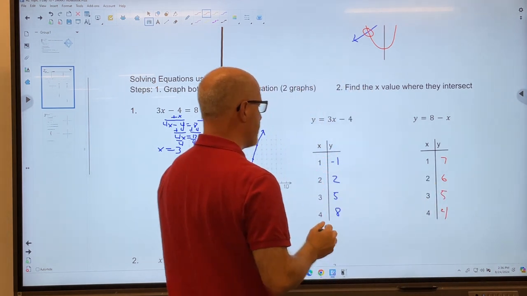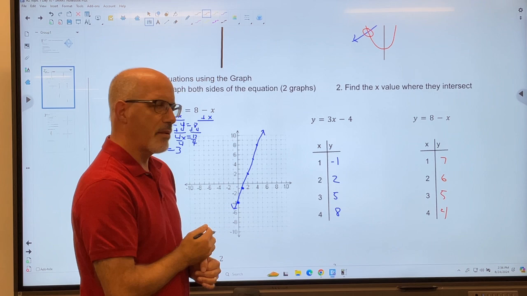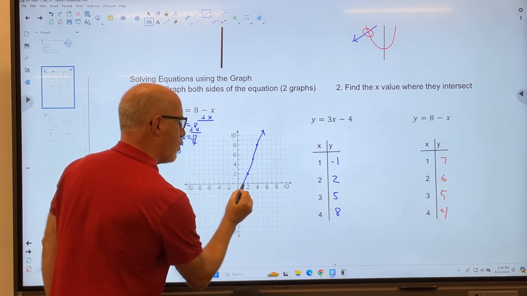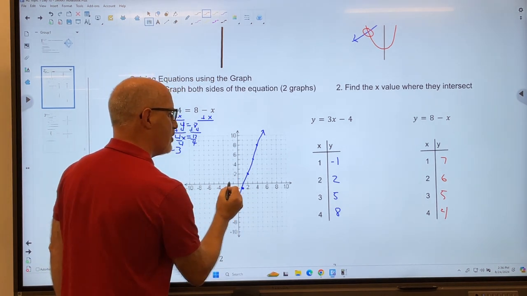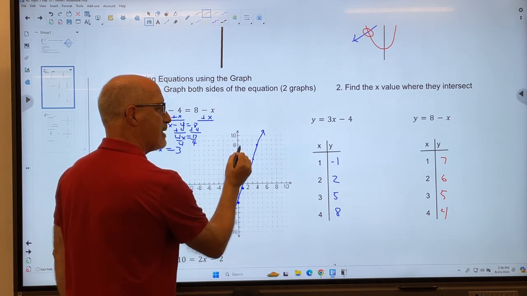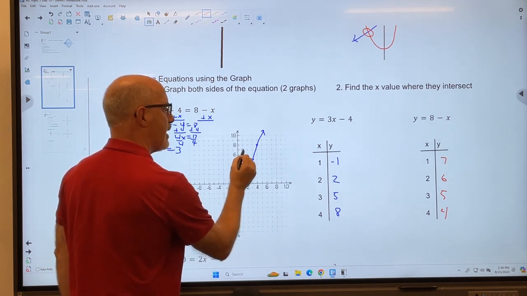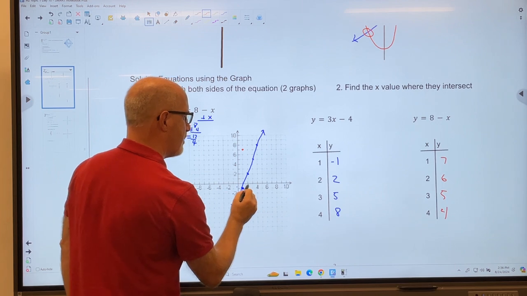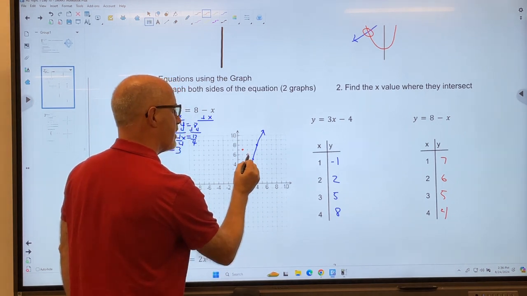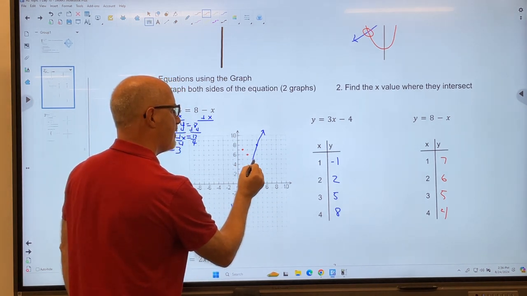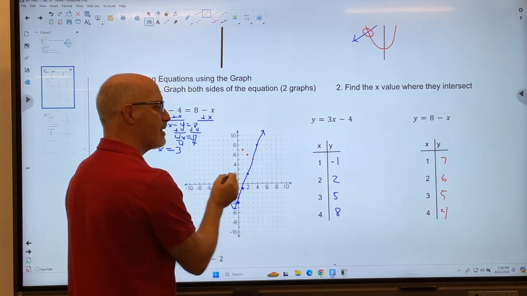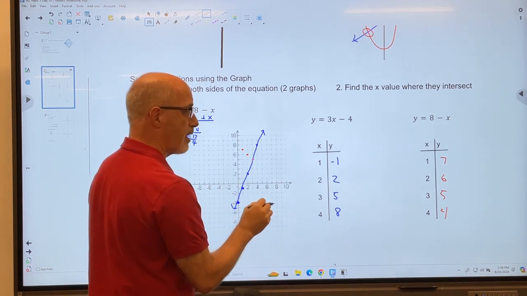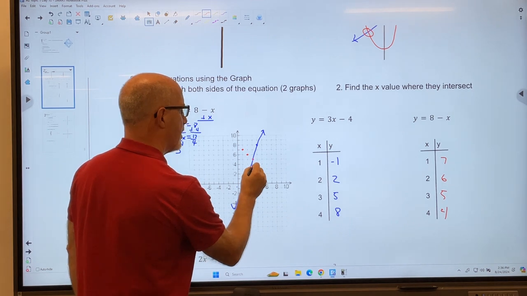So if we plot those, let's go ahead and just plot those points. We want to be precise. Remember that's 1, 7. So you do 1 for the x and up 7 for the y. You do 2, 6 up here. 3, 5. Notice that's exactly the same as the other graph, and then 4, 4.